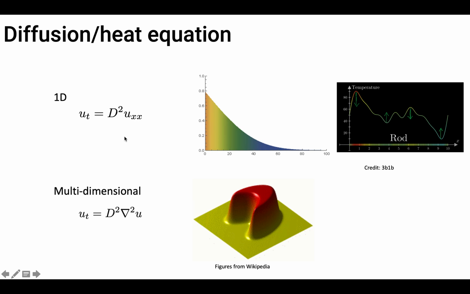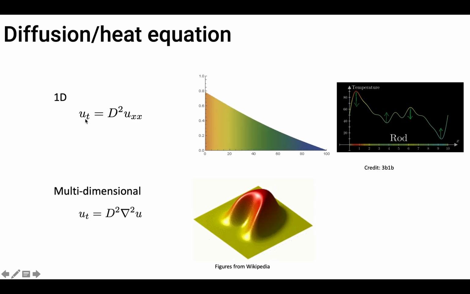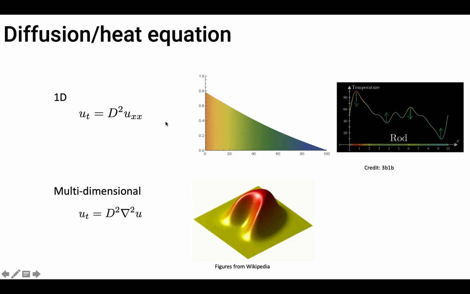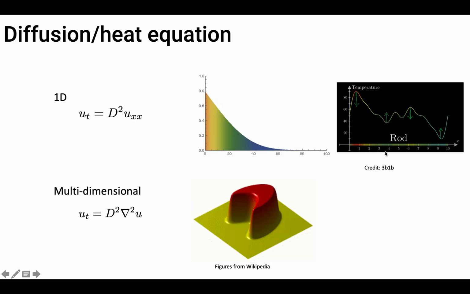So here is the heat equation in 1D. We have u_t, the derivative with respect to time, is equal to d squared, which is a constant, times the second derivative with respect to space. And d squared is usually called the diffusion constant. So let us take the heat distribution in a rod as an example.